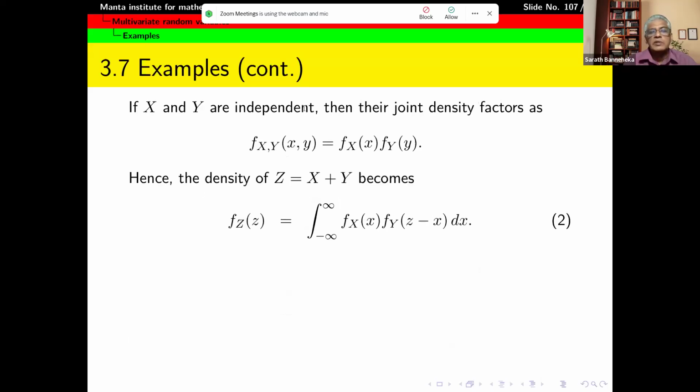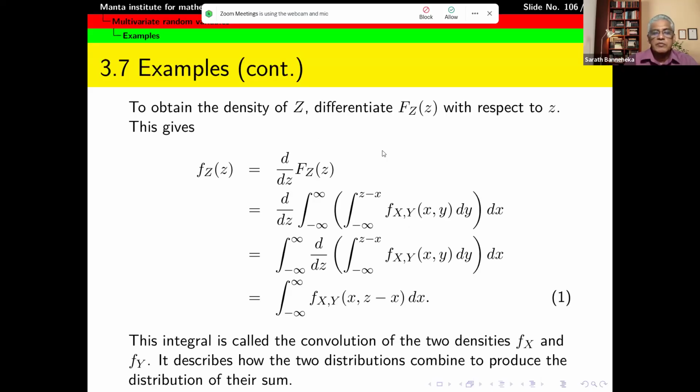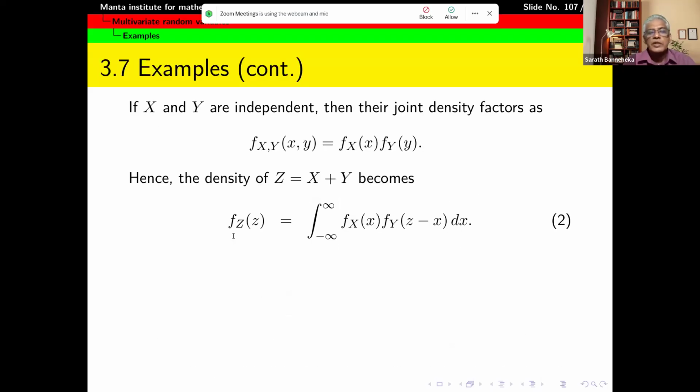And it will come like this. If x and y are independent, then their joint density can be factored as this, right? So similarly, this term can be factored as the marginal density of x at simply x and the marginal density of y at z minus x.